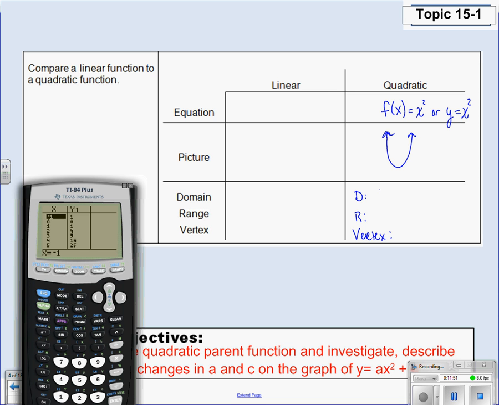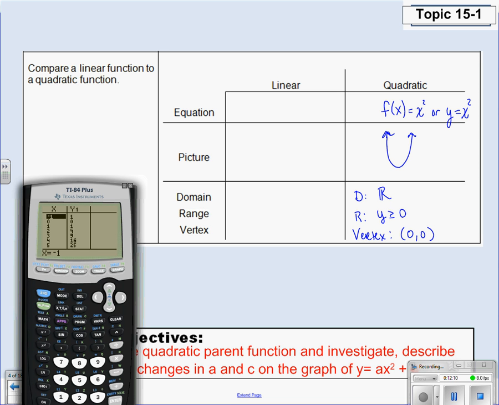So the domain, we said all the x values are being used to graph it. The range, only the y values that were greater than or equal to 0 are being used. And the vertex was the lowest point, or the minimum point on the graph, and that was (0, 0).